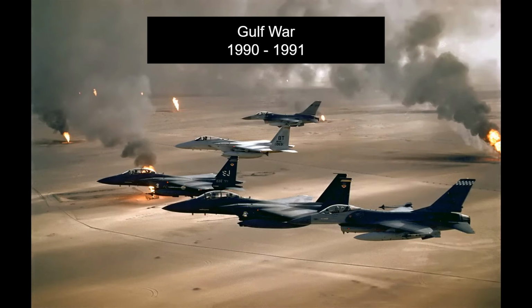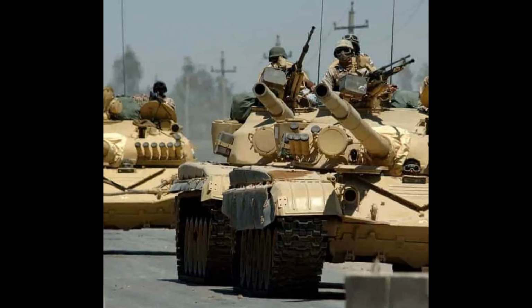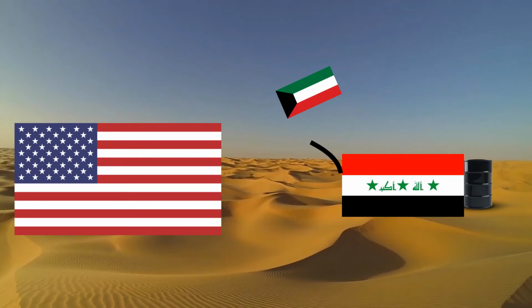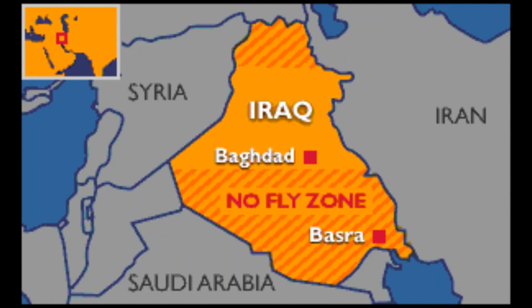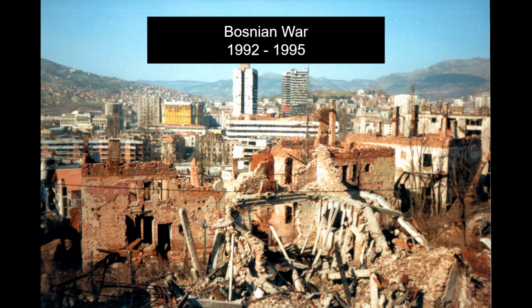Gulf War, 1990 to 1991. After the invasion of Kuwait by Iraqi forces, the USA wanted to repel Iraq and soon invaded Iraq itself, taking back Kuwait. Saddam Hussein, leader of Iraq, was not deposed by U.S. forces, but the U.S. claimed victory instead, and a no-fly zone was established in Iraq.